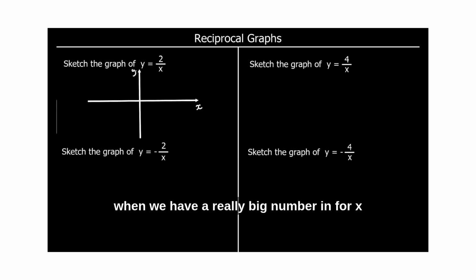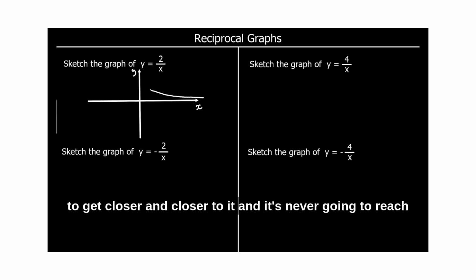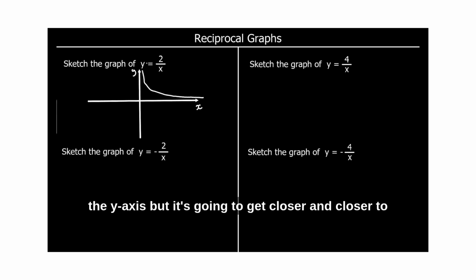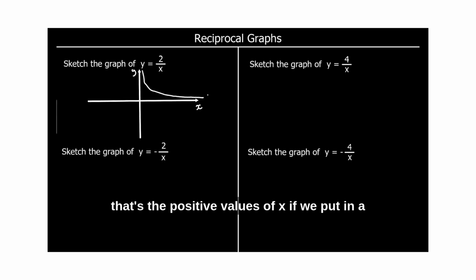So when we have a really big number in for x, we get out a really small answer for y. So the bigger x gets, the smaller y gets. And if we put a tiny number in for x, like 0.00 something, we'll get a really big answer out. So it's never going to reach the x-axis. It's going to get closer and closer to it. And it's never going to reach the y-axis, but it's going to get closer and closer to it. So that's for positive values of x.